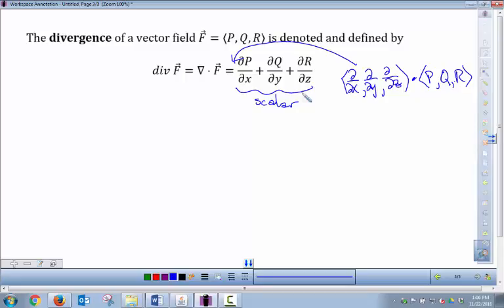And with dot products, you could do in 2 dimensions or 3 dimensions. If you're doing this in 2 dimensions, you can just adjust your del operator to just 2 dimensions. Okay?